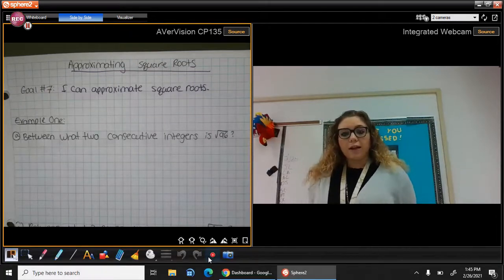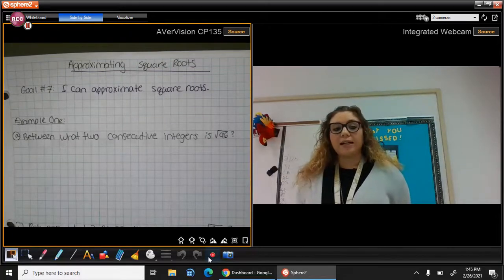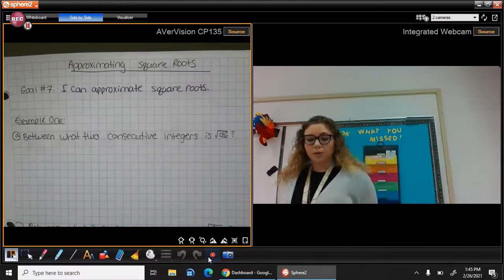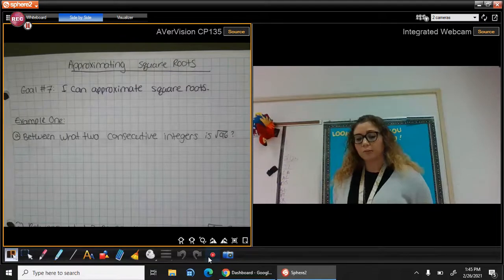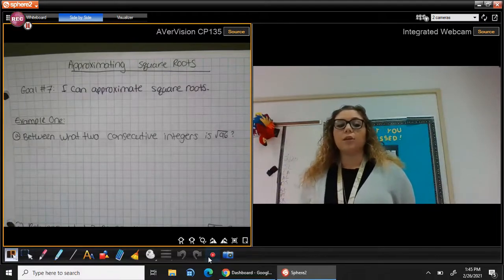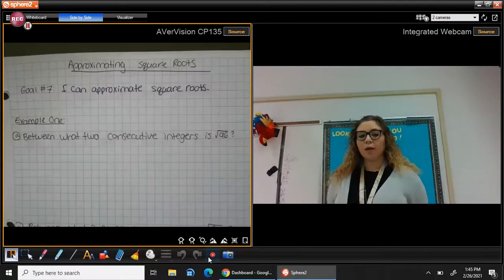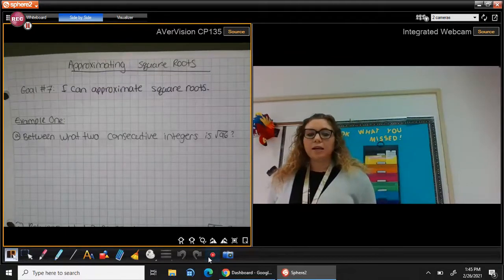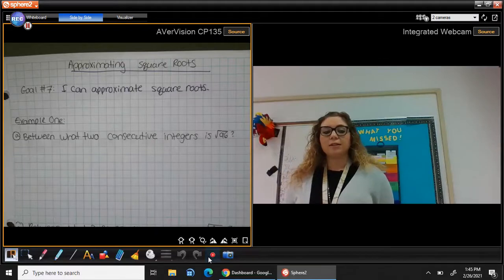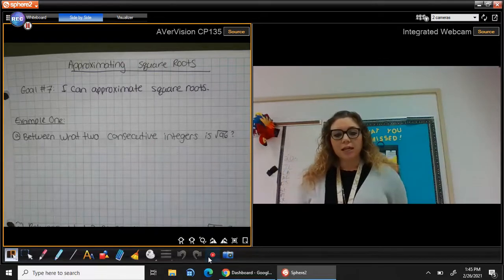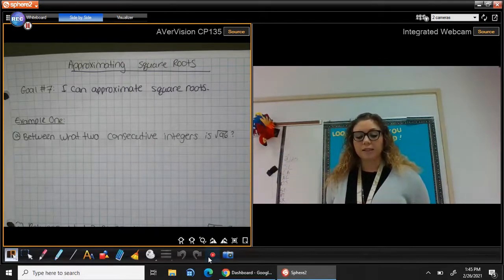Okay, so we're finally on goal number 7. I can approximate square roots. Approximate means not exactly, but you can come close to what the square root is. The first kind of problem we could see with this is example number 1. Between what two consecutive integers is the square root of 96?